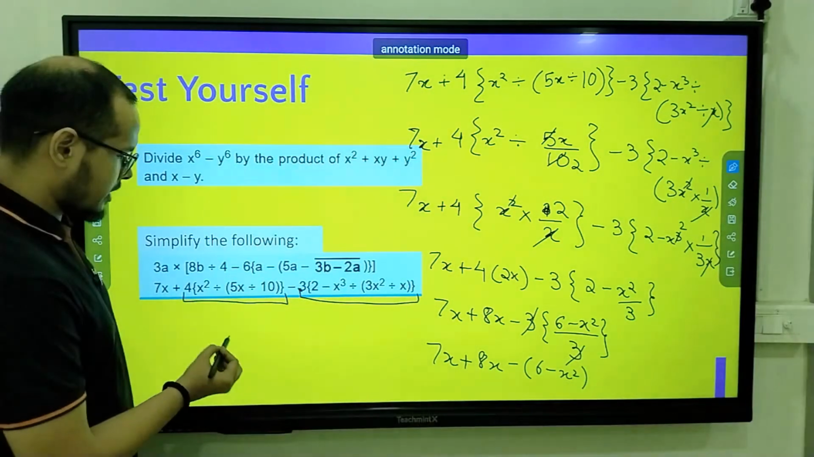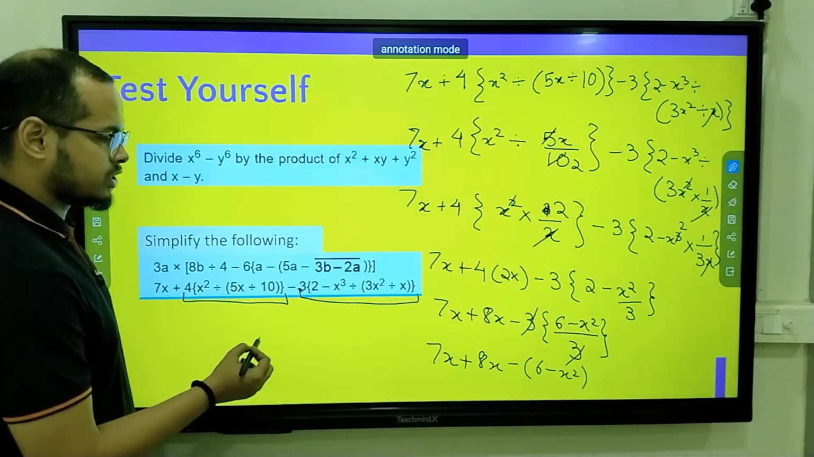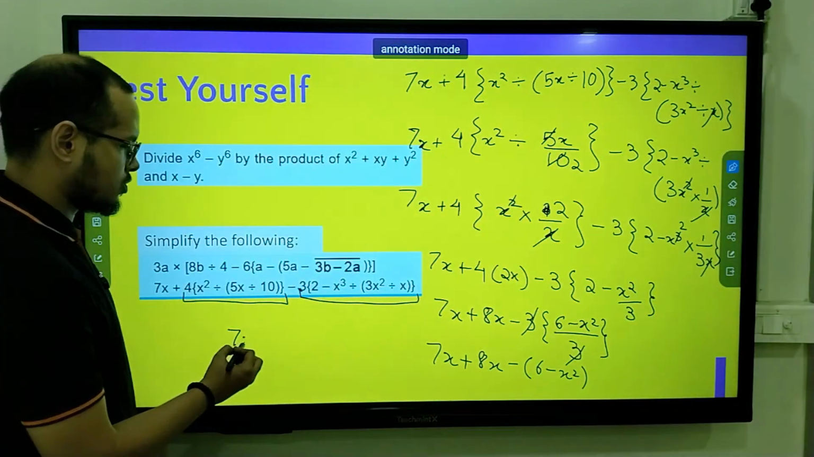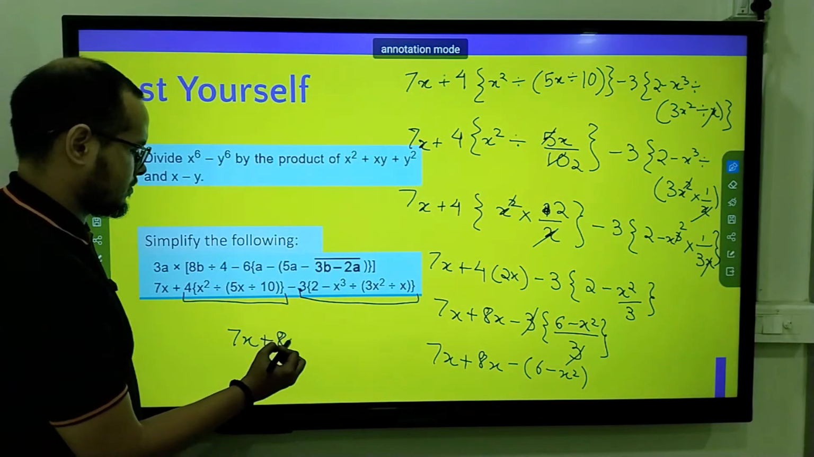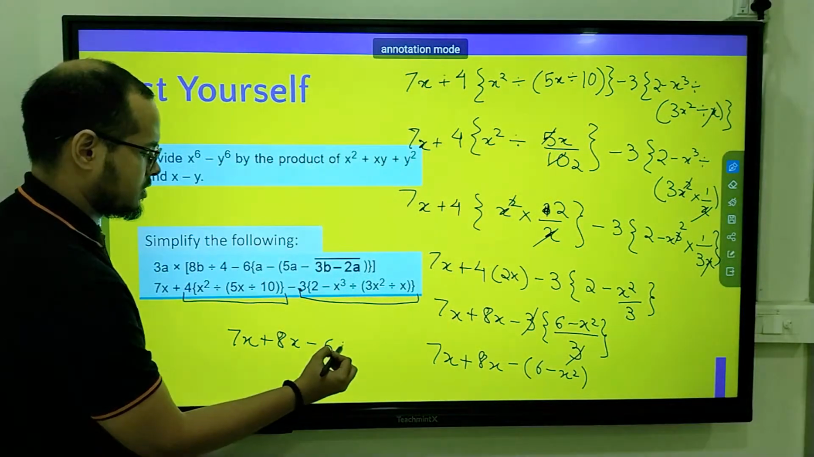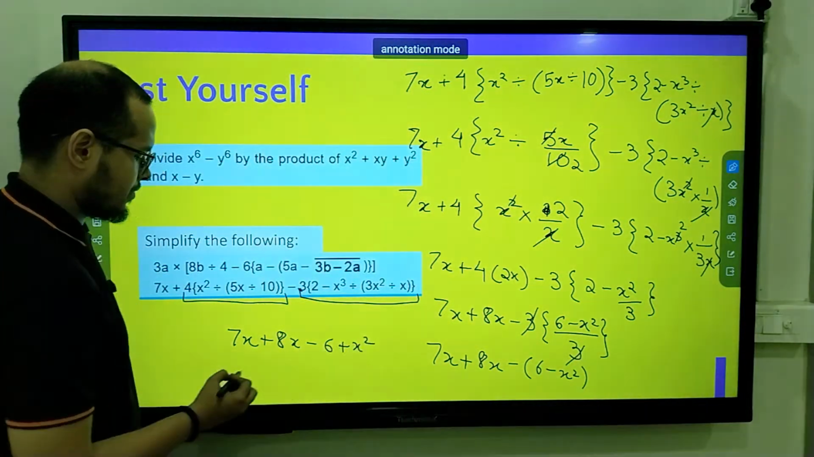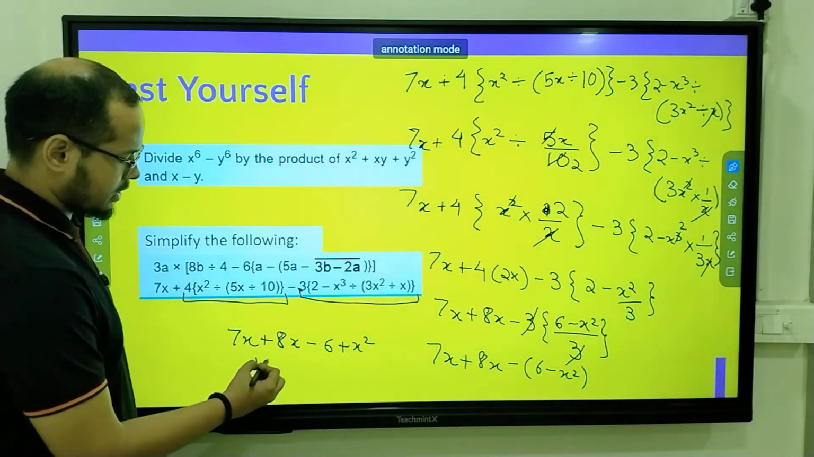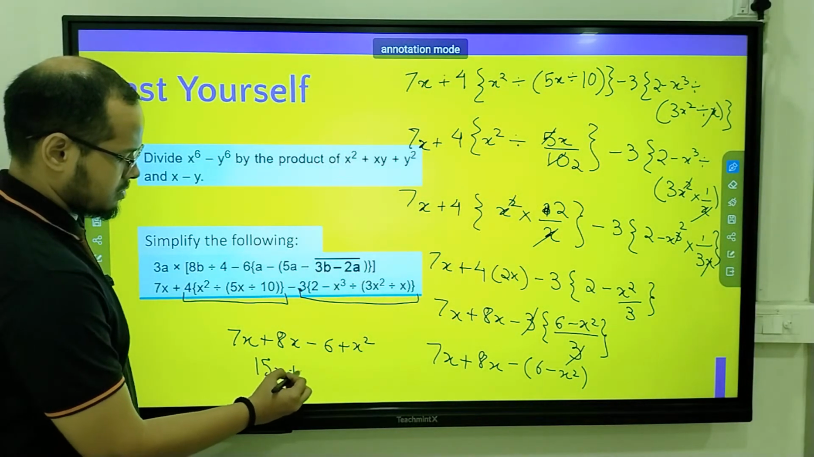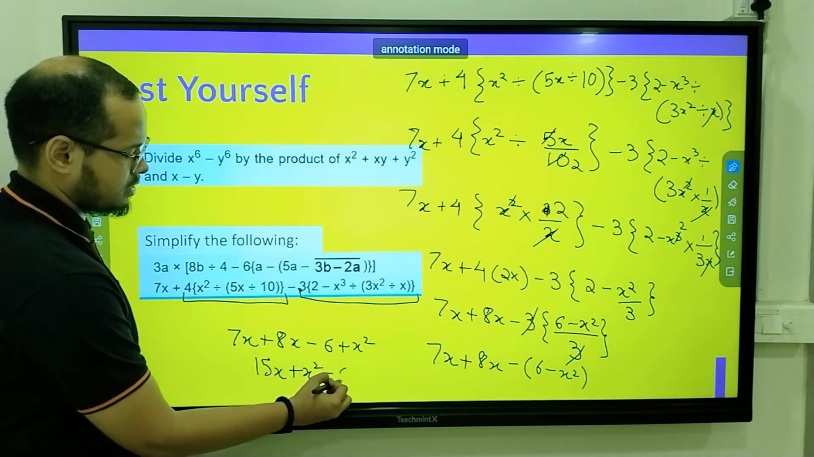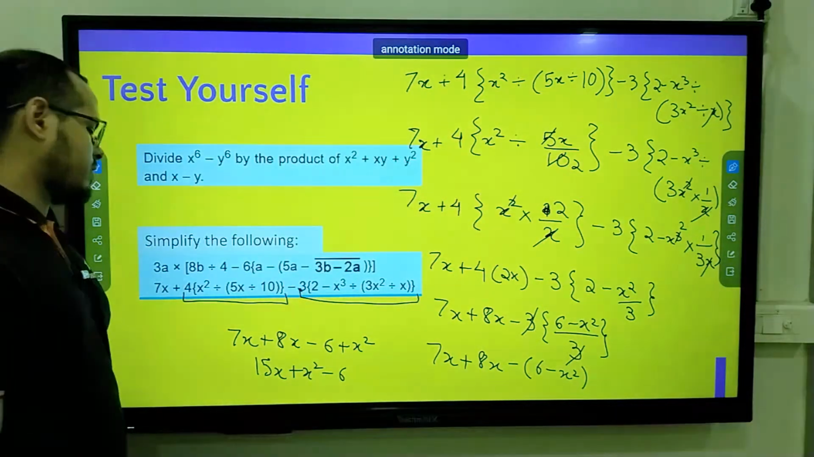After this I'm writing it here, so 7 plus 8, no, first let's open the brackets, minus 6 plus x square. Okay, so this is 15x plus x square minus 6. So this is going to be the answer for the second one.